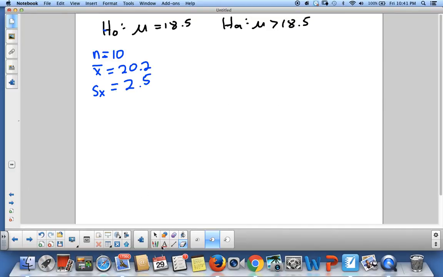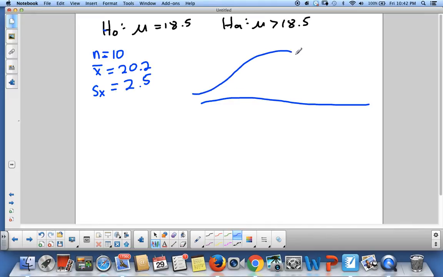In sample standard deviations, what happens is if I have 20,000 people, there's billions and billions of different possible groups of 10. If I were to plot each average from all groups of 10, it would look something like this. This is what we're going to call a t distribution.